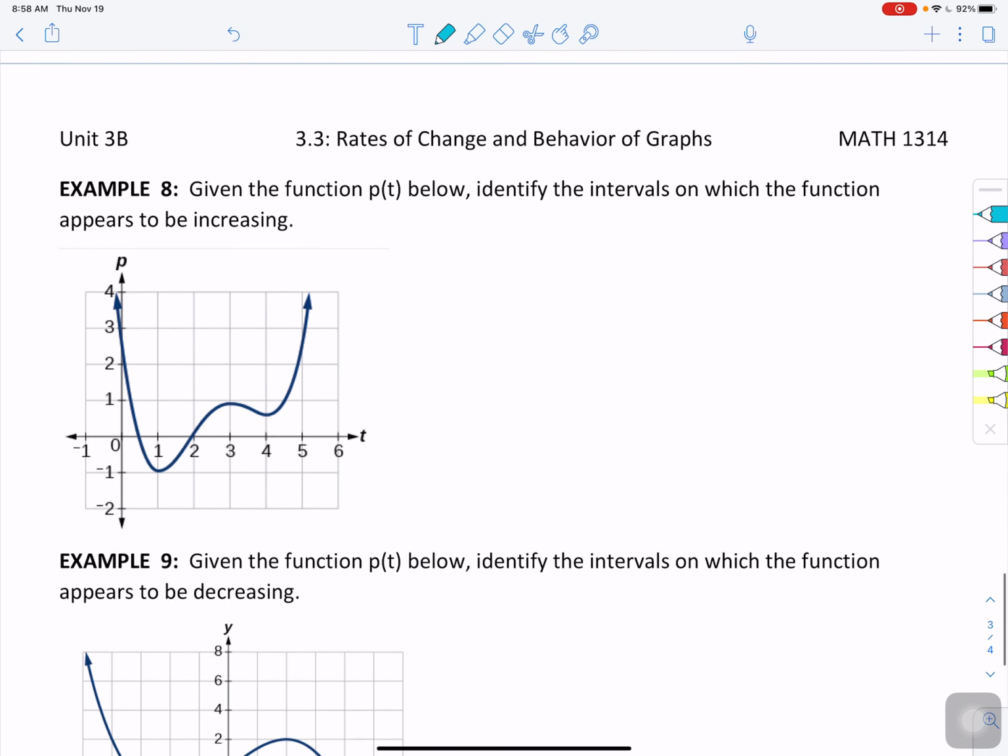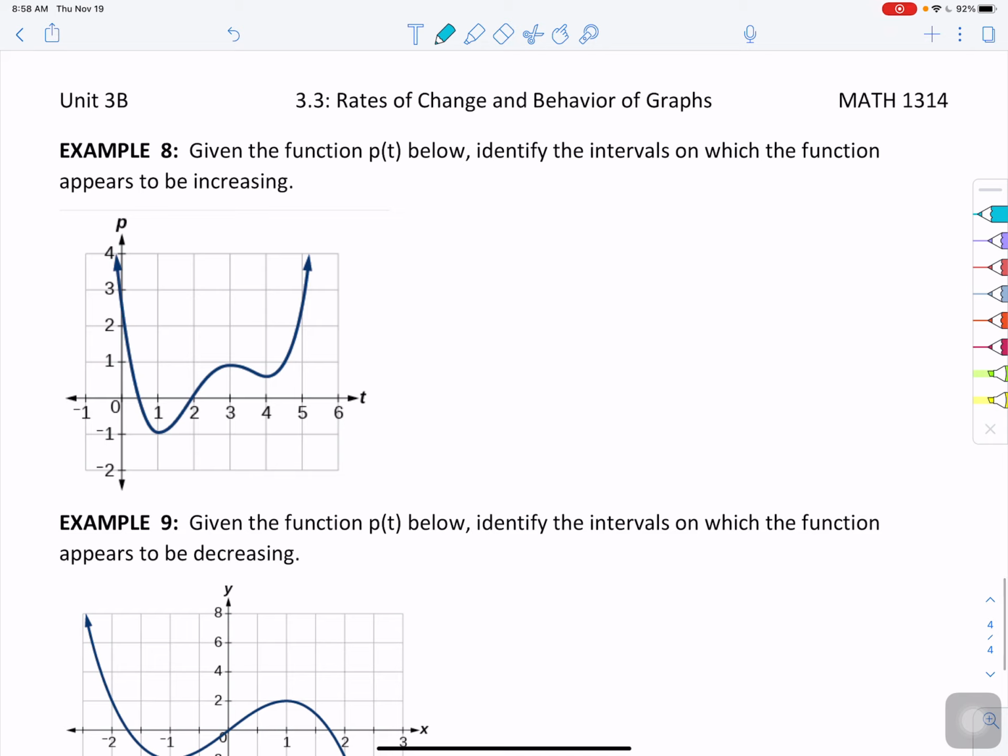Okay, let's go to example 8. So we're practicing writing intervals of increase, decrease, and constant. Now note that they just want intervals of increasing. So I'm just going to write increasing, and that will remind me that's all I have to do. So I'm going to go ahead and make some points where we change over from increasing to decreasing. And that way I just get ready.